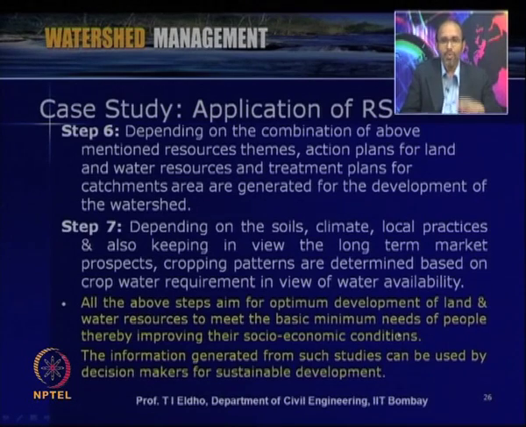So for a particular watershed, using these steps, using the remote sensing data within the GIS framework, we can propose watershed development plans: which area should go for specified crops, so that overall socio-economic impacts will be there for the concerned area. That way, remote sensing data is very effectively used for this particular area by the authors.